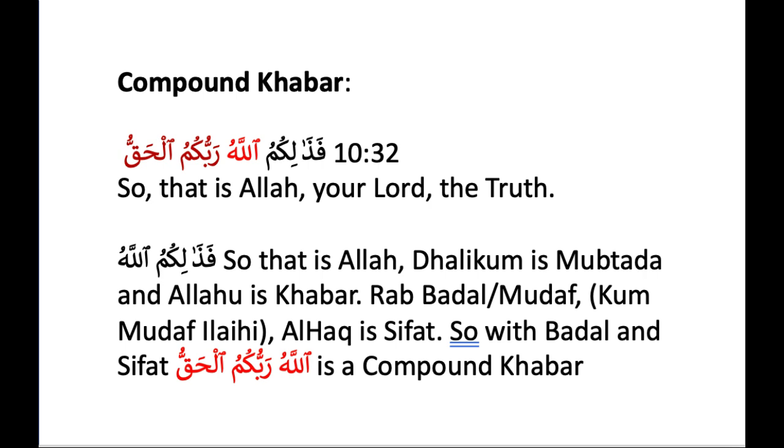Fadhalikum. So that is Allah. Dhalikum is Mubtada here. And Allahu is Khabar. But Khabar has got some other associated elements here. Rab is Badal of Allah, and at the same time it is Mudaf. Kum is Mudaf ilayhi of Mudaf Rab. Al-Haqqu is a Sifat of Rab. So with Badal and Sifat together, Allahu Rabbukumul Haqq is a compound Khabar. Dhalikum is Mubtada. Allahu Rabbukumul Haqq is a compound Khabar.